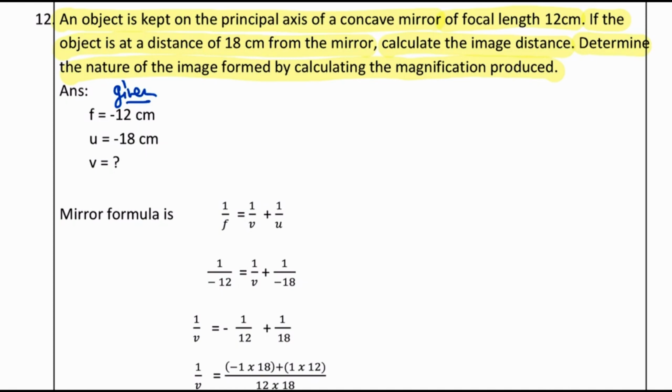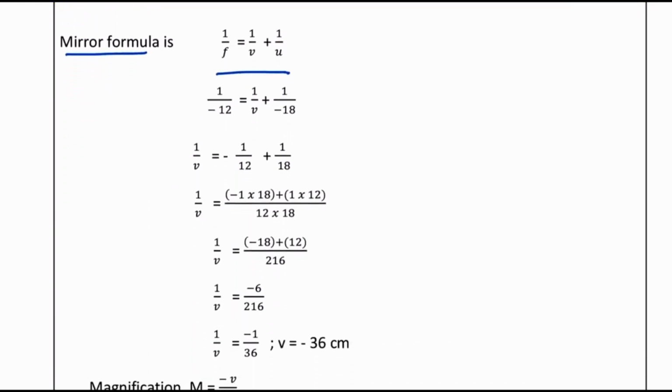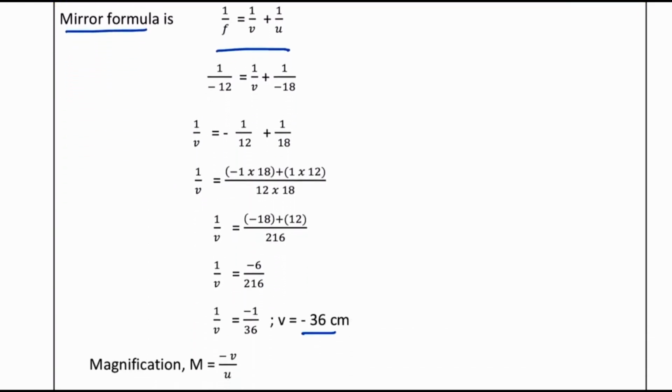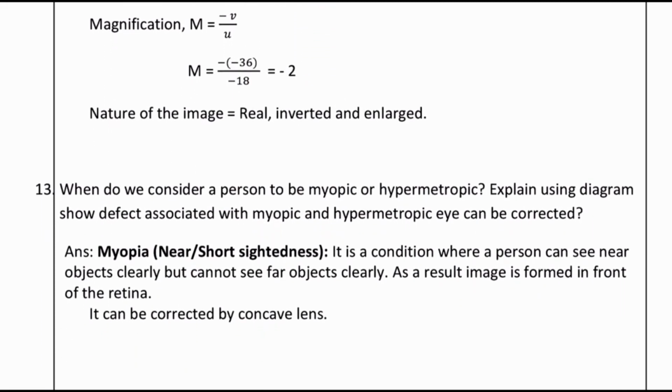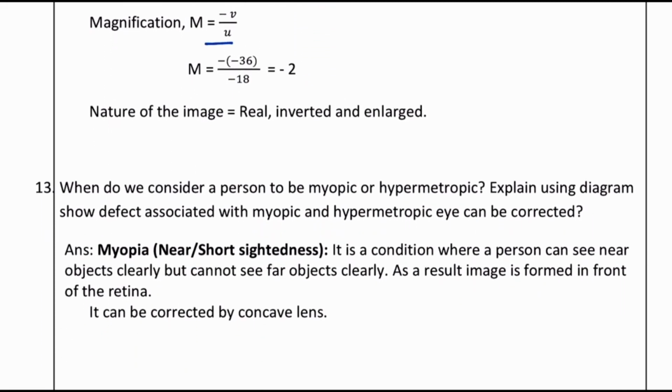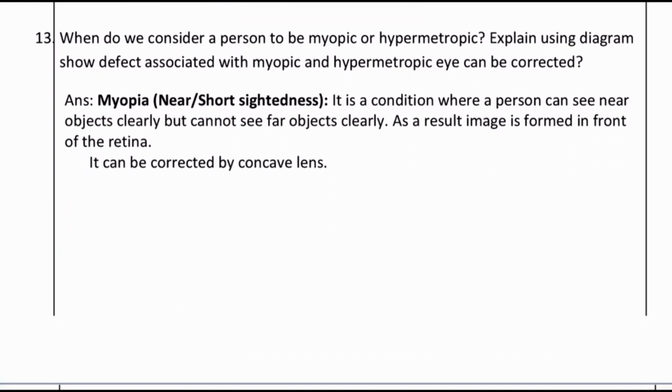We need to calculate the image distance. The formula we need is the mirror formula, which is 1/f = 1/v + 1/u. When we substitute, we get the answer minus 36 cm. For magnification, the formula we have is minus v by u. When we do the math, we get minus 2 as the answer. The nature of the image is real, inverted, and enlarged. Okay, let's move on.